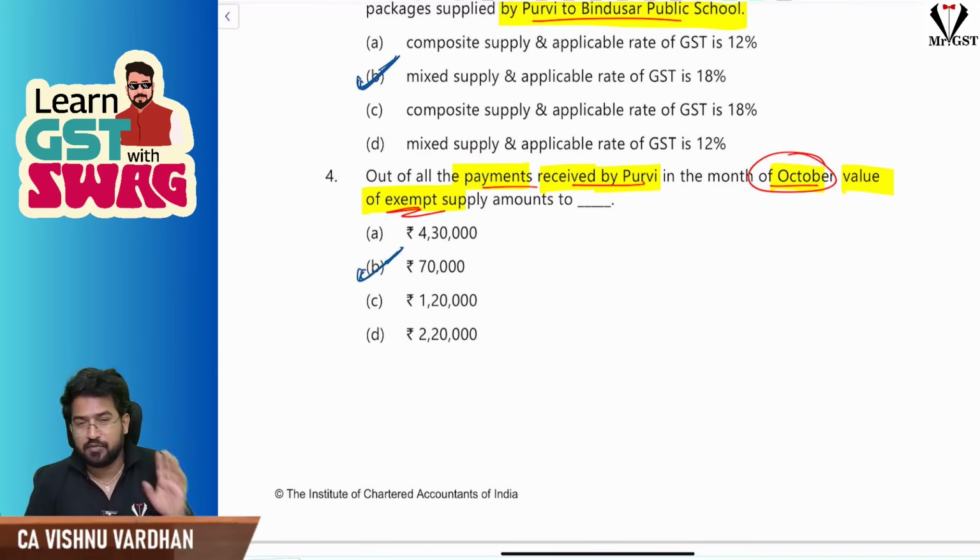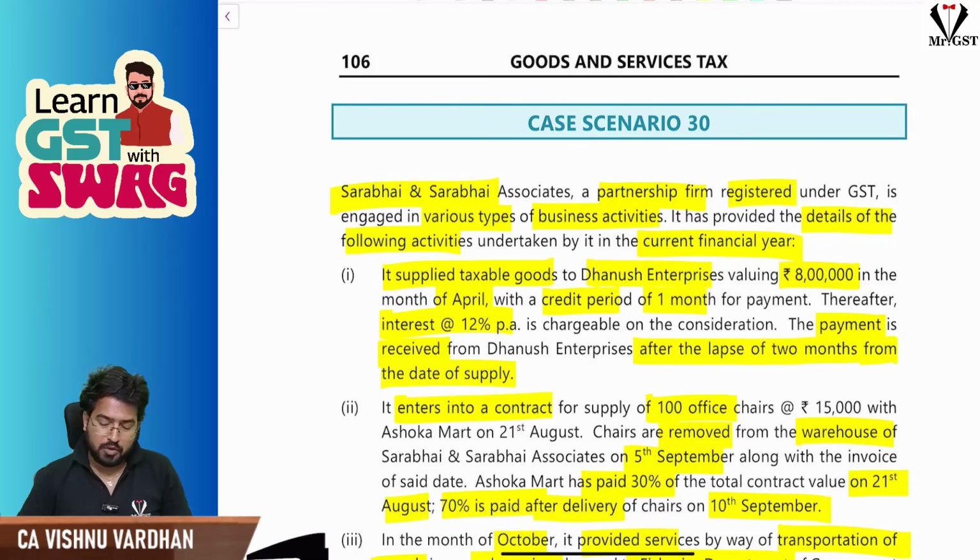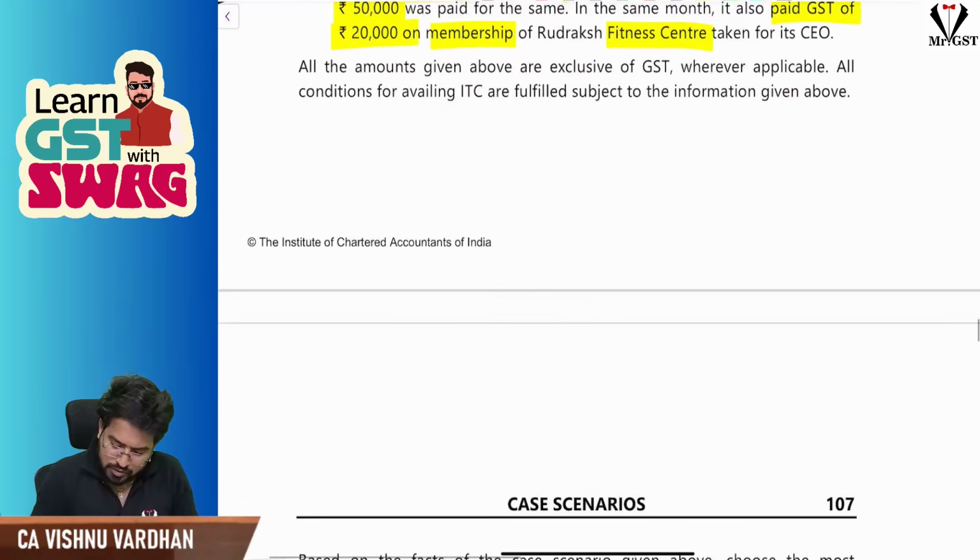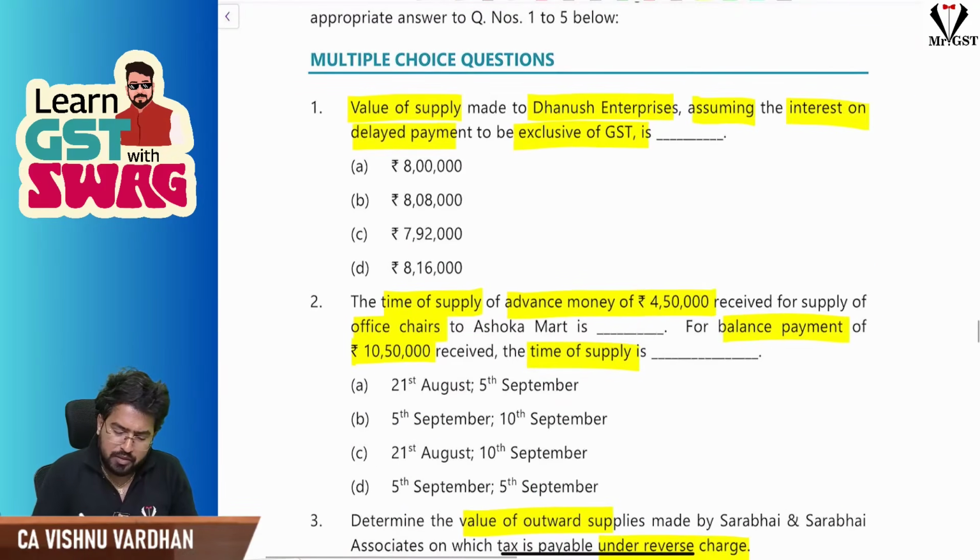Okay. With this, we are done with this case study also. So the next one, case scenario number 30. You look at the questions first. They're asking what is the value of supply for Dhanush Enterprises, assuming interest on delayed payment is exclusive of GST.